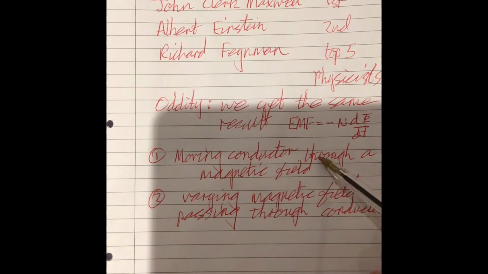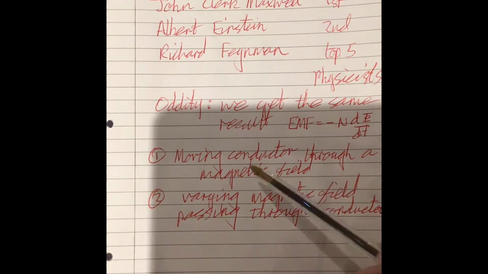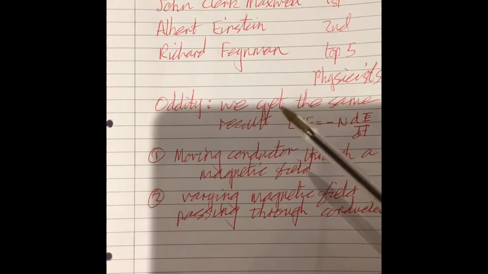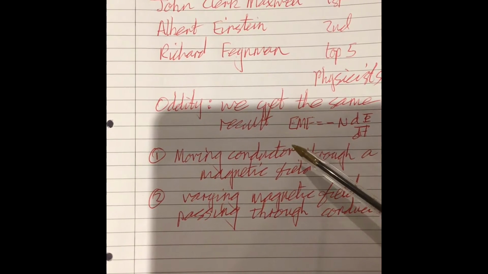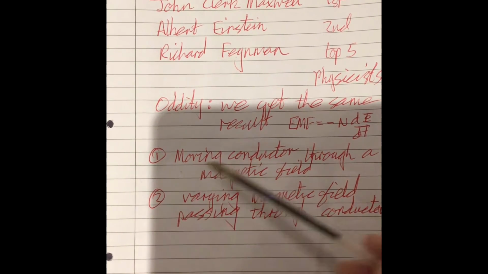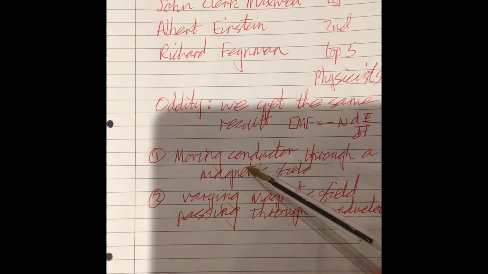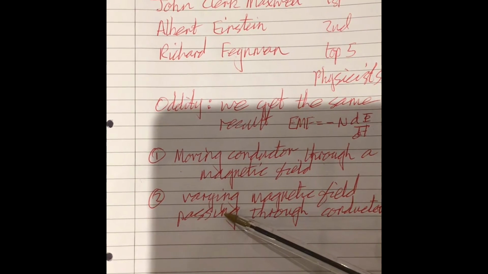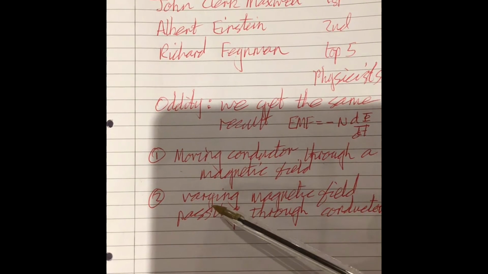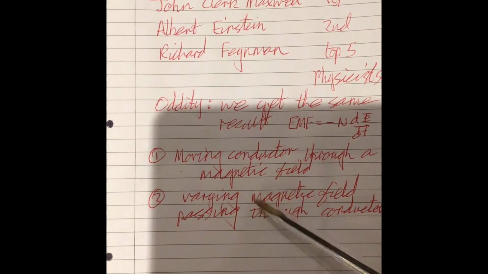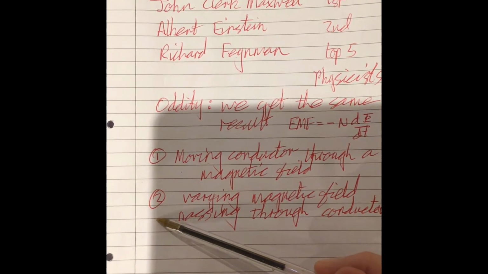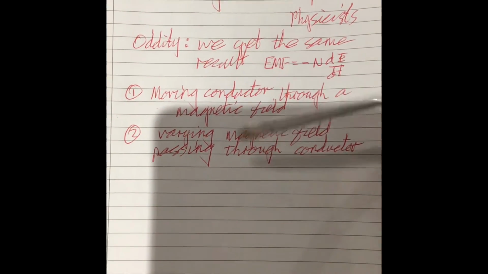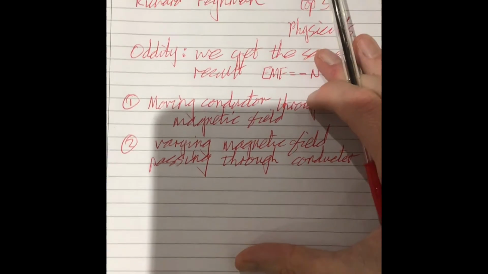In this one, a moving conductor through a magnetic field, Faraday considered a charged particle moving through a magnetic field. So essentially a conductor, a wire carrying a current moving through a magnetic field. But in this one, we were considering a magnetic field moving through a conductor.